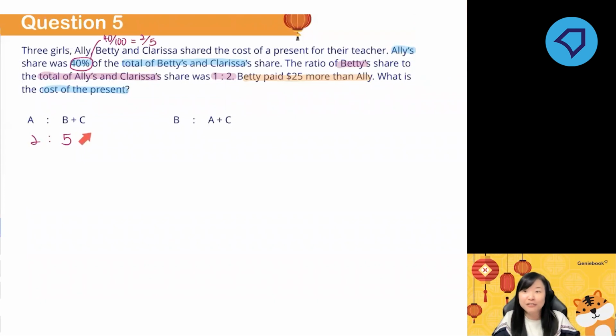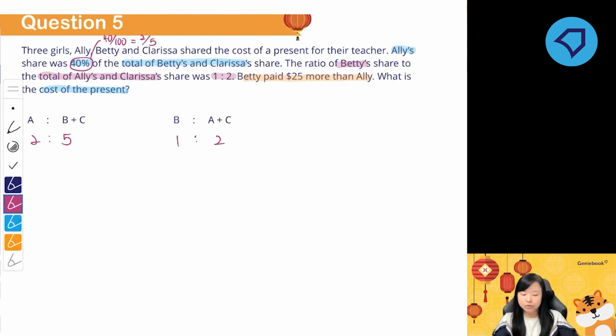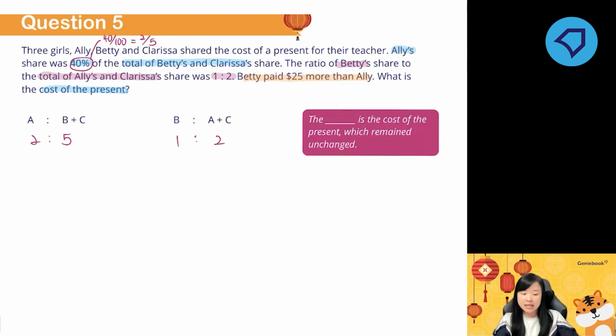Okay? Don't be confused by it. So you'll see sometimes it's 3, sometimes it's 5. So must read your question carefully, okay? Okay. Then the next one is easier because they already give it to you. 1:2. Okay? So let's see now. Again, this one is quite standard.